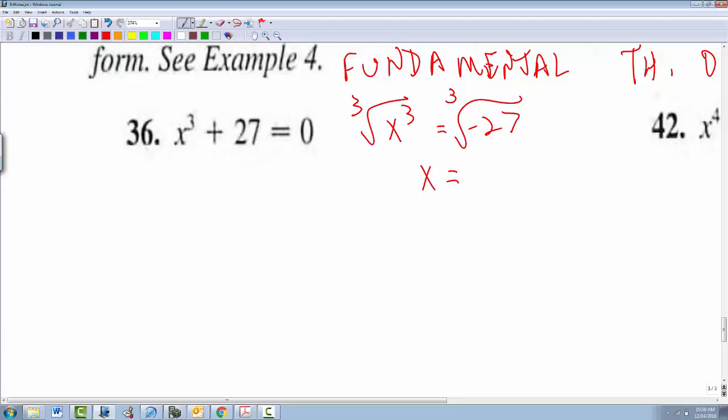What's the answer to the cube root of negative 27, by the way? It's not 3i. It's just negative 3. I know you said that. You always do that. What's negative 3 times negative 3? 9. What's 9 times negative 3? This is not an i.